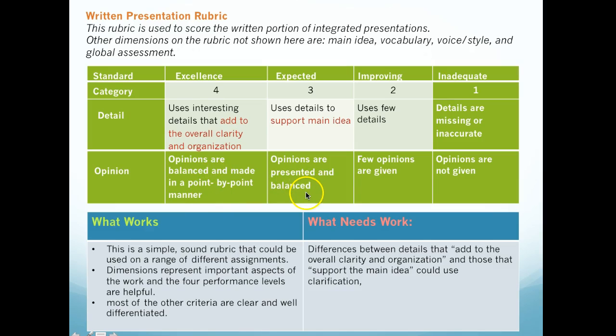They're presented and balanced. And as they get both sides of it, few opinions are given, no opinions are given. Details are missing or inaccurate, uses few details. Uses details to support the main idea.